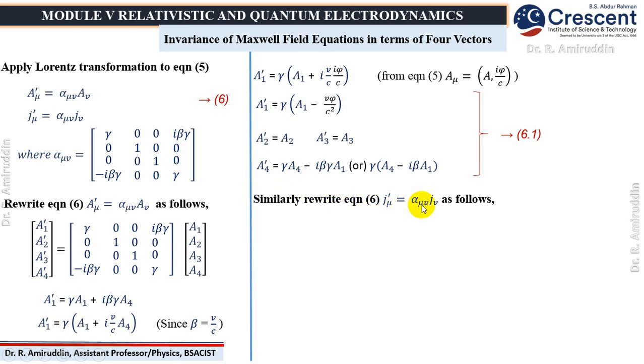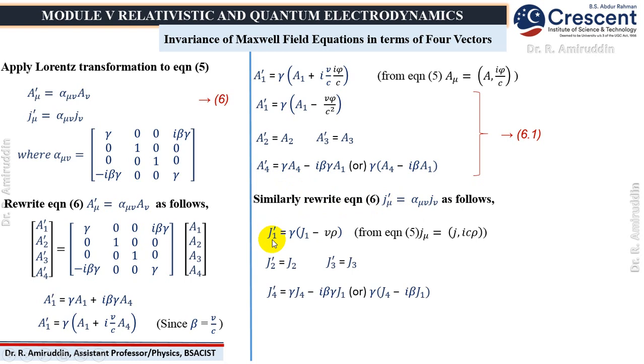So J mu prime is equal to alpha mu v J v. We can read this equation as J1 prime is equal to gamma J1 minus rho v, J2 prime is equal to J2, J3 prime is equal to J3, J4 prime is equal to gamma J4 minus I beta J1. So if you compare equation number 6.1 and 6.2, the second, third, and fourth components look exactly the same.